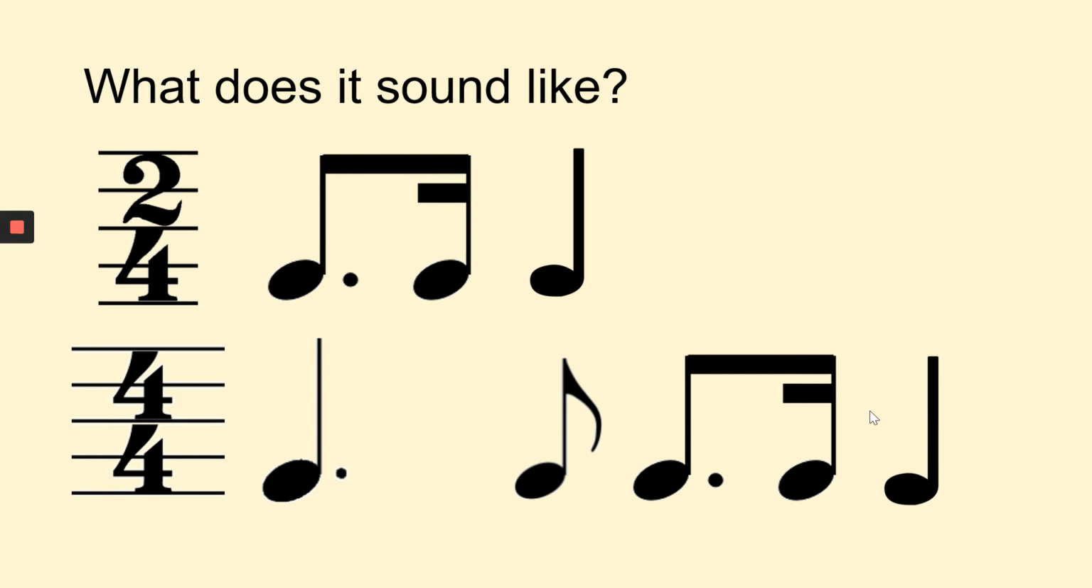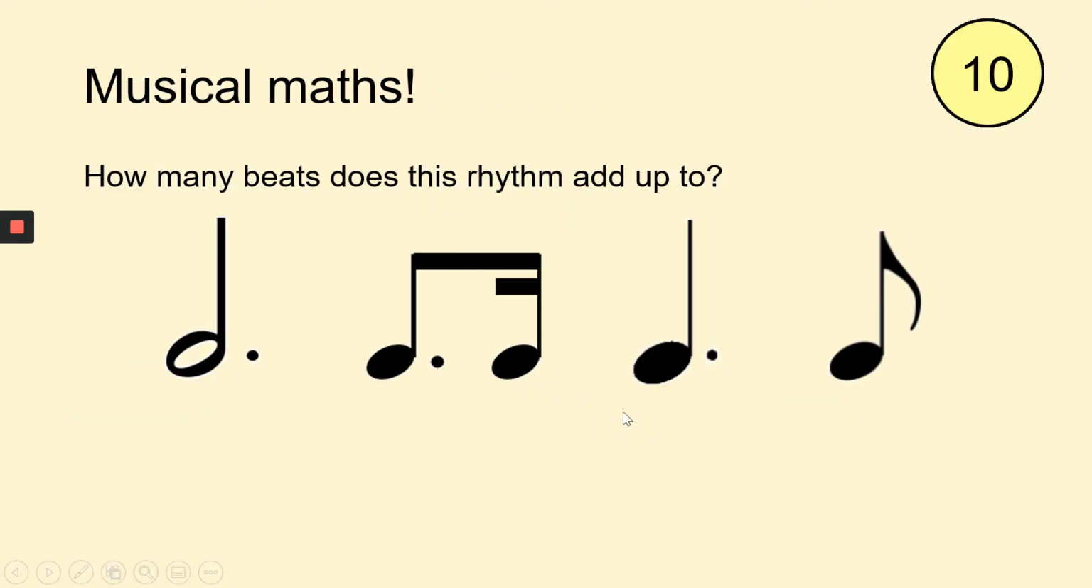Okay, let's do some practice exercises. How many beats does this rhythm add up to?